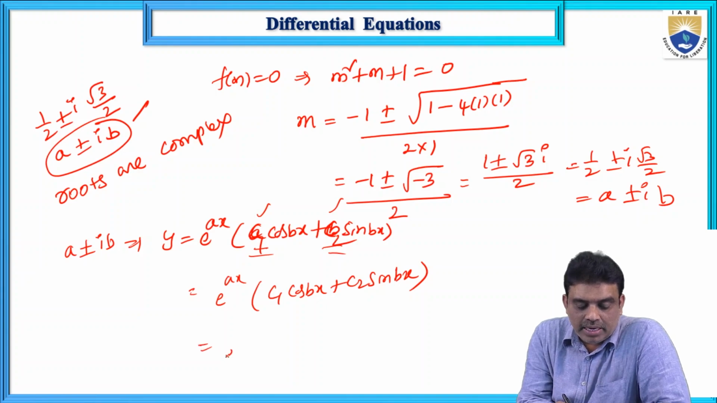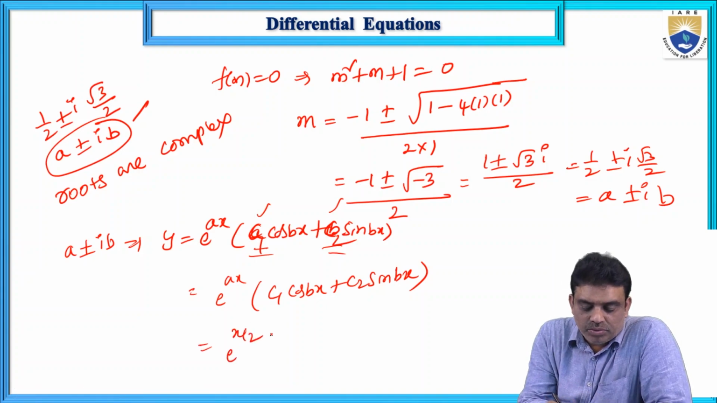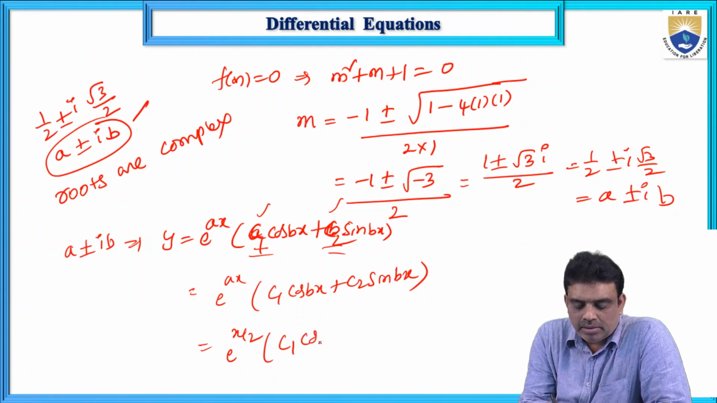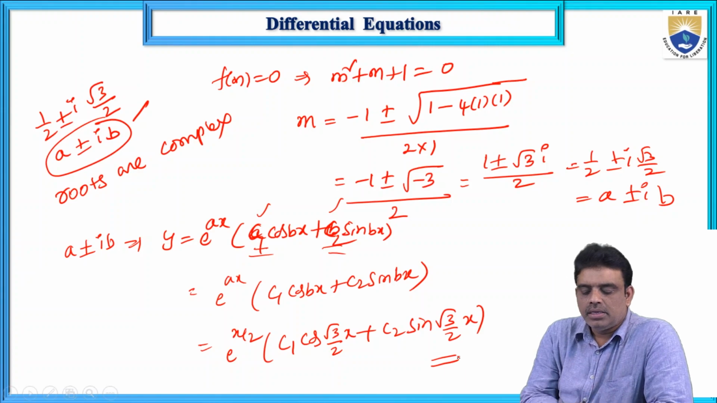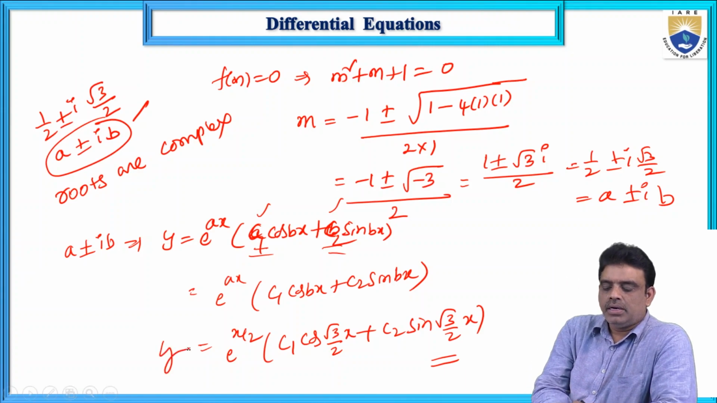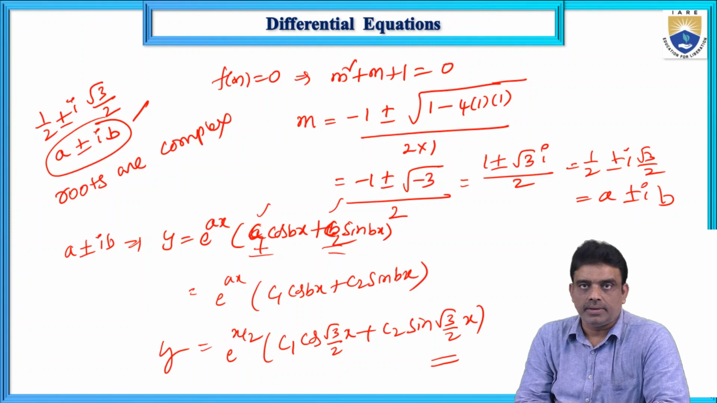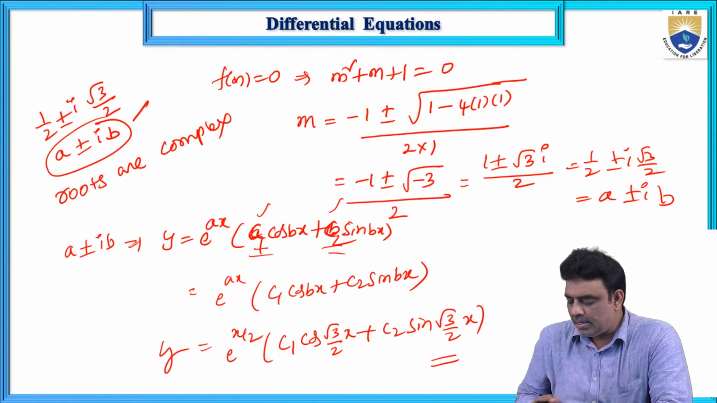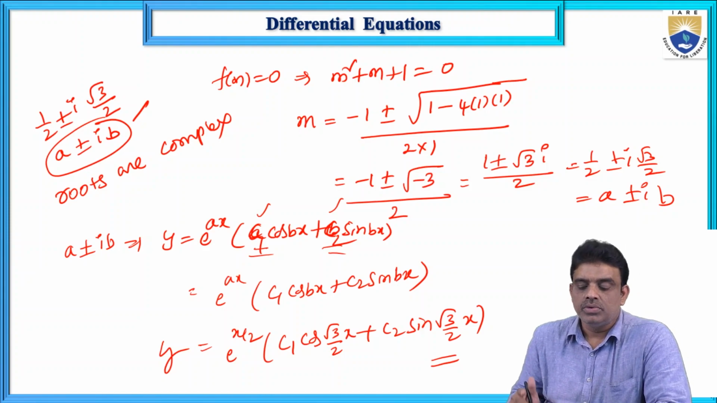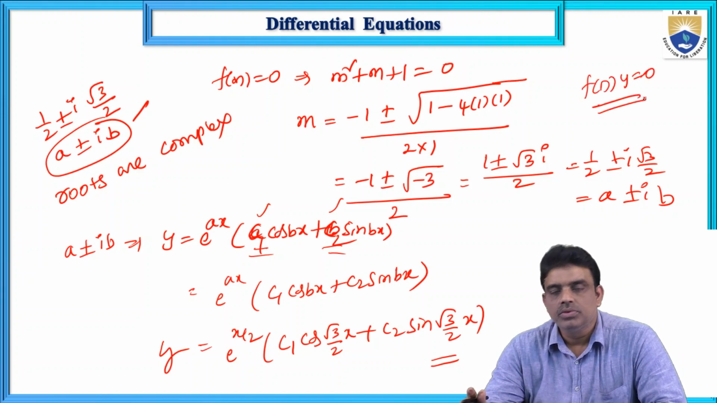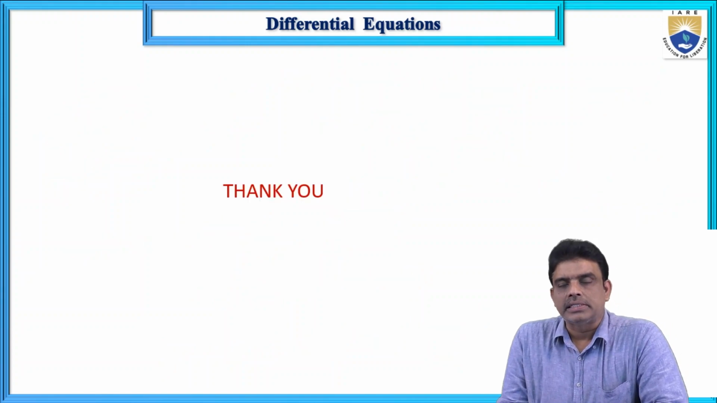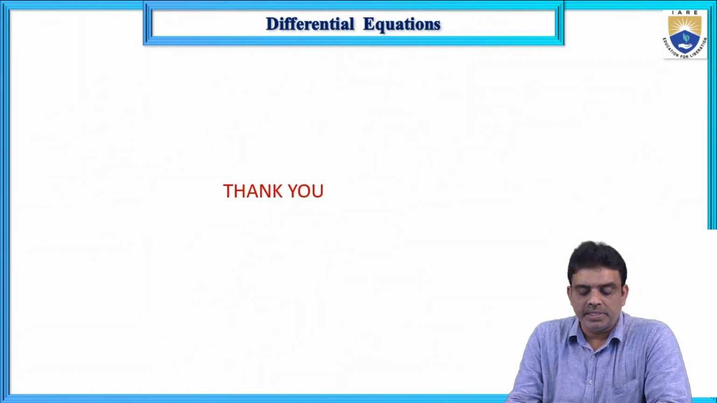So here a is minus 1 by 2, so e power minus x by 2, C1 arbitrary constant, cos root 3 by 2 x, plus C2 sin root 3 by 2 x. So that is the general solution of the given differential equation of second order. So in this way, you can find the solution of the equation of the form f of D of y is equal to 0. So with these few examples, I conclude this presentation.